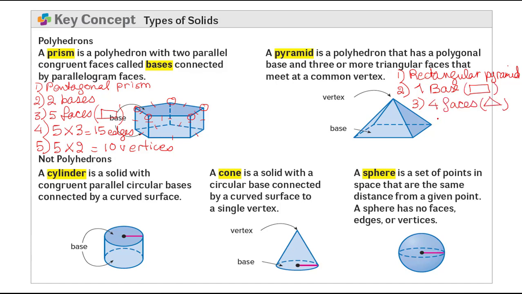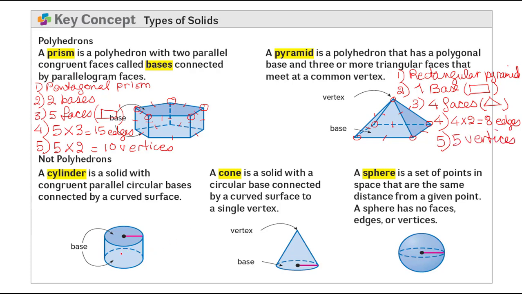How many edges do I have? Here I'm going to multiply the base by only 2, because I don't have 2 bases. I have only 1 base. So number 4, I have 4 sides of the base. I multiply them by 2. It will give me 8 edges. And if I want to count them, here I have the base 1, 2, 3, 4. And here I have 1, 2, 3, 4. So 4 plus 4 is 8. Number 5, the vertices. I have 4 vertices in the base and 1 alone. Then I have 5 vertices.